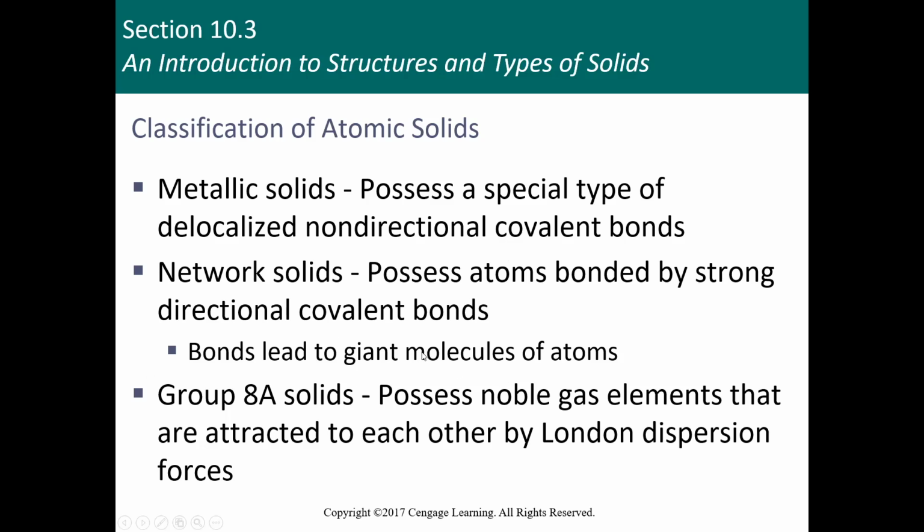Now, the group 8A solids. These are going to possess noble gas elements. They'll be attracted to each other by London dispersion forces. And so you can make crystalline solids out of the noble gases. Typically, they require extreme pressure and a very low temperature to keep them as a solid.